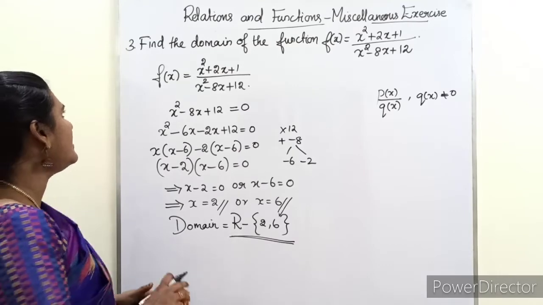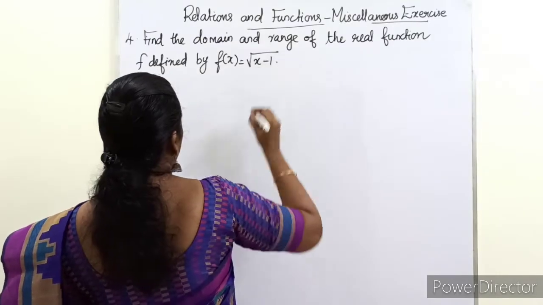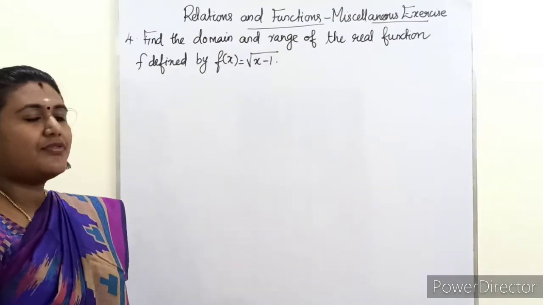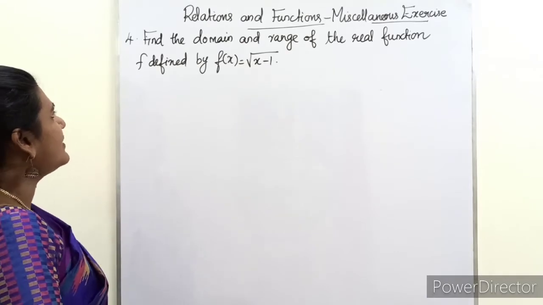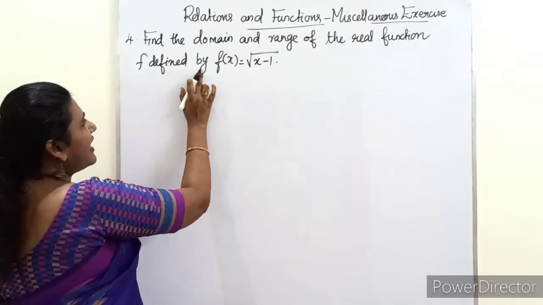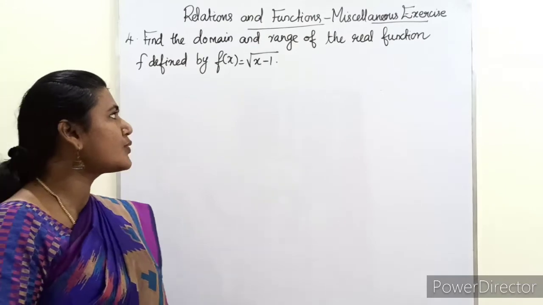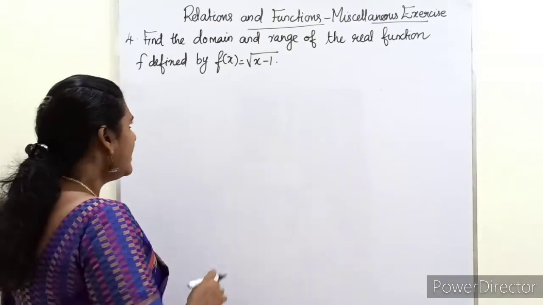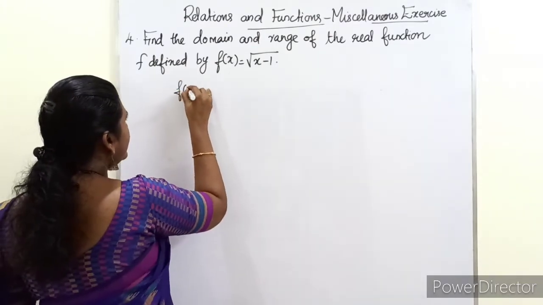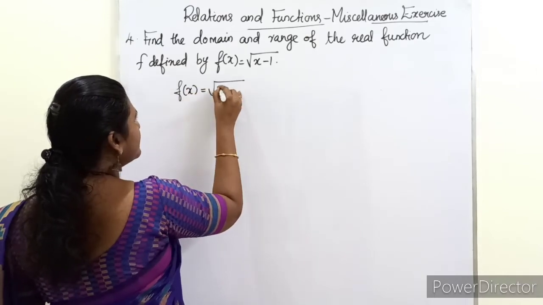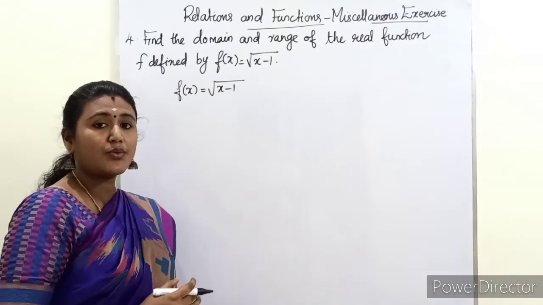Now the fourth question. Question number 4: find the domain and the range of the real function f defined by f of x is equal to root of x minus 1. Here the function is root of x minus 1. It is a square root function.